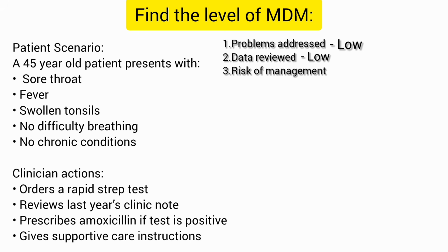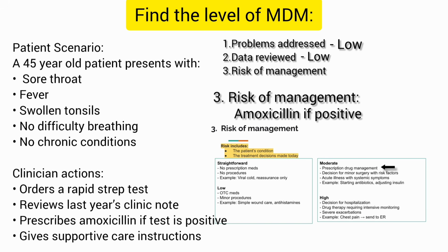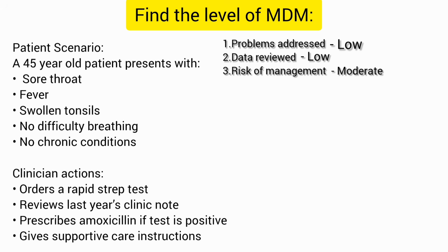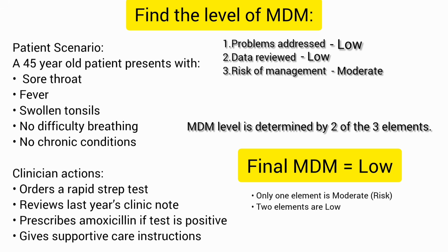Next, let us see the risk of management. So, the risk of management is amoxicillin if positive. So, the plan includes prescription drug management. So, if there is prescription drug management, then we are using moderate risk. So, write down risk of management moderate. Now, we got problems addressed low, data reviewed low, and risk of management moderate. So, MDM level is determined by 2 of the 3 elements. So, final MDM is low. Okay, because here 2 elements are low, we are billing final MDM as low.